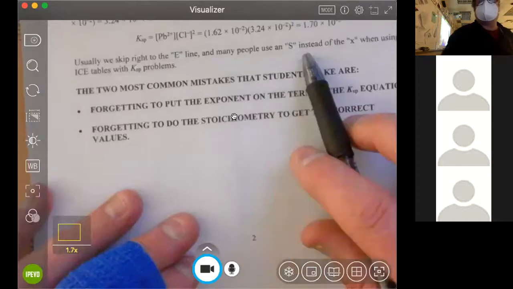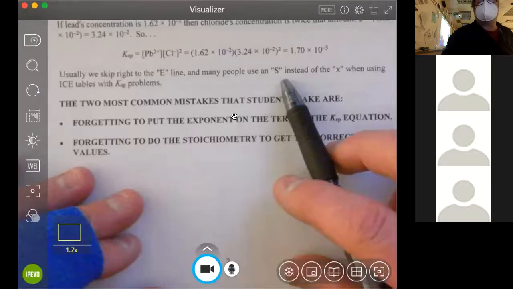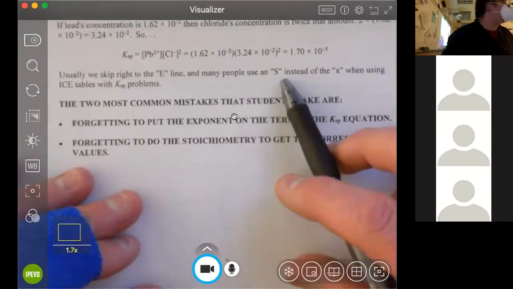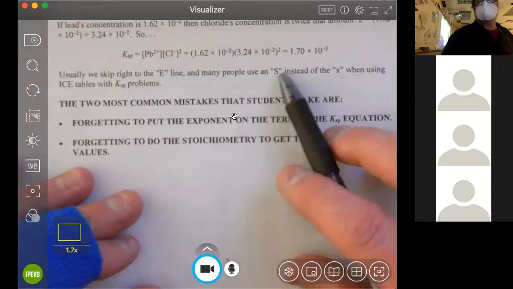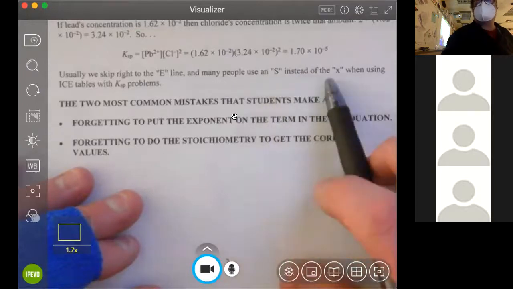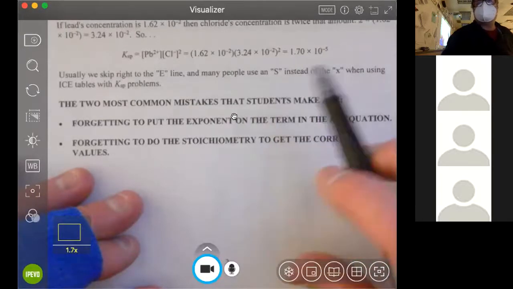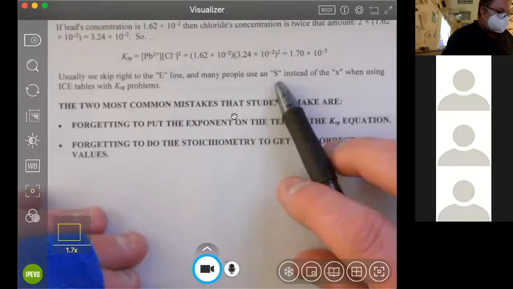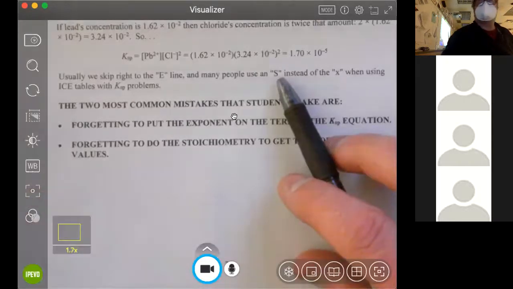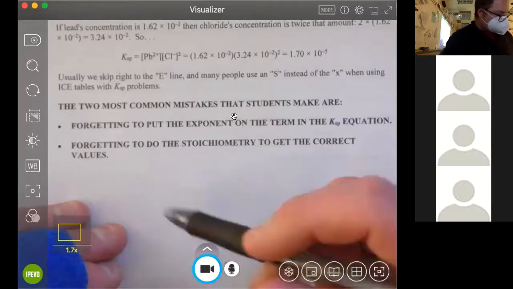If you're watching the videos on the KSP, you might see somebody use S instead of X. I just wanted to make sure that you understood that that is the same thing. They're just using S for solubility or something like that. I'm not sure why. Maybe they're tired of seeing X's everywhere.